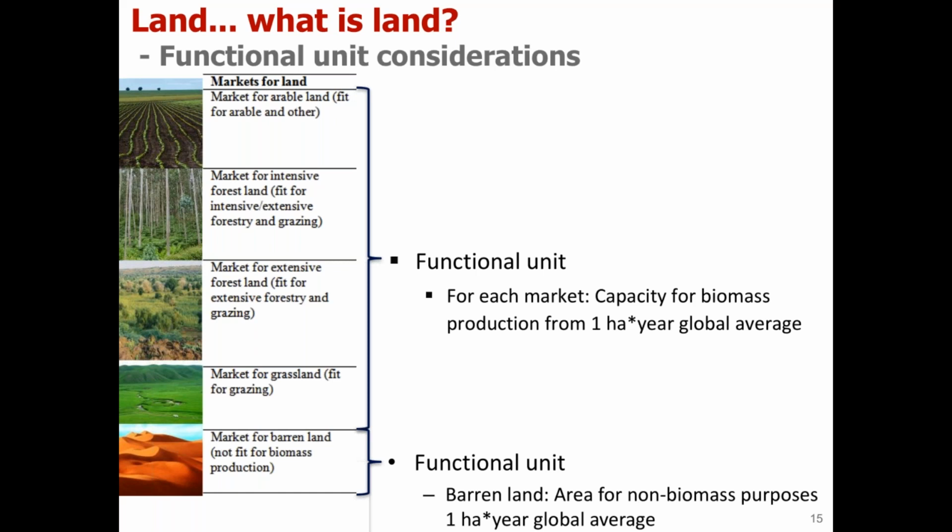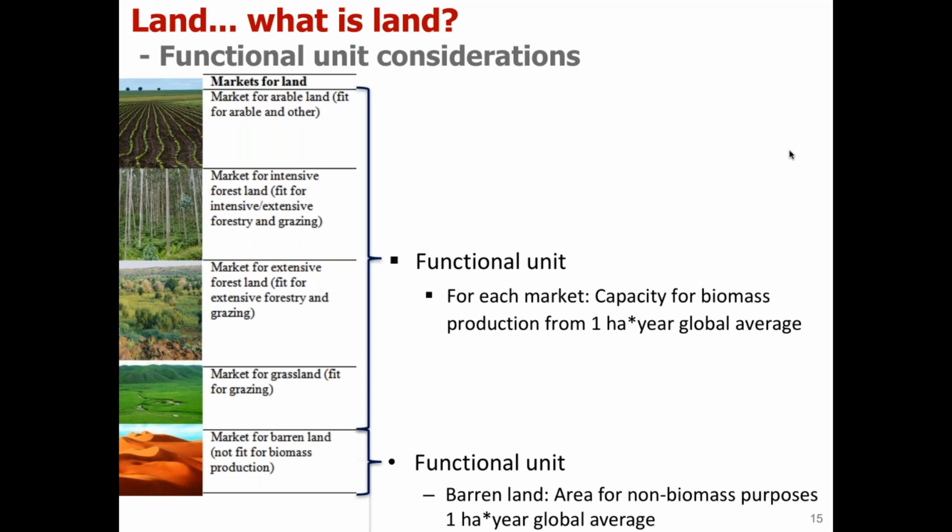How can we then measure that? We do that with our functional unit of land, which we call capacity for biomass production. When a farmer is paying for his land, he's paying for the land's capacity for growing crops. You can also see that the more fertile land you are buying, the more expensive it is. So that makes good sense. The functional unit is then defined as capacity for biomass production from 1 hectare of global average land for each of these markets you see to the left in this slide here.